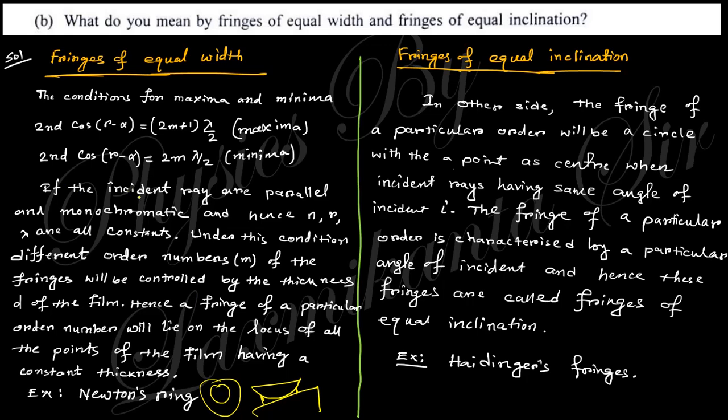You can see the incident rays are parallel and monochromatic, hence n is constant. Under this condition, different orders of the fringe are controlled by the thickness d of the film. Hence a fringe of a particular order will be the locus of the points of the film having constant thickness. Whereas equal inclination means at a particular inclination the fringe will appear. An example is Haidinger's fringes.